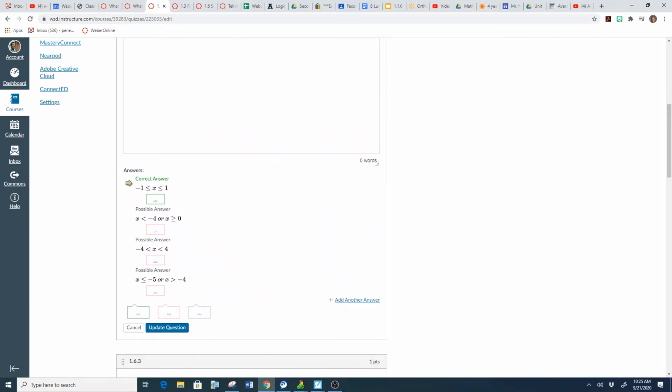So our correct answer is between -1 and 1. Notice it's a compound because it was a less than or equal to. So that's going to be a compound, so it could have been that one or this one. But we got the answer -1.